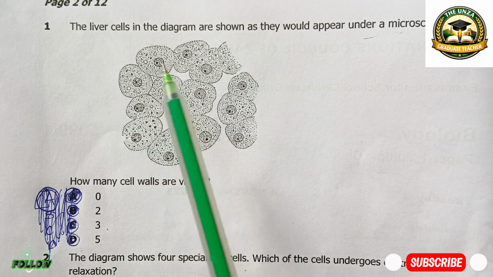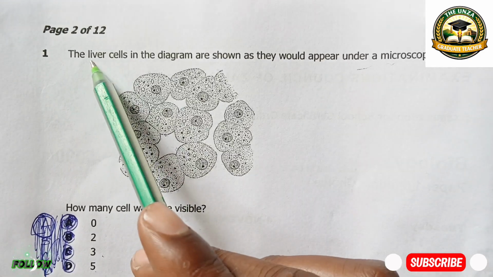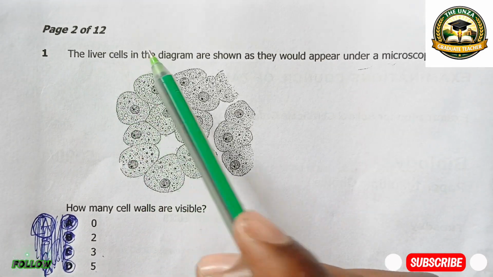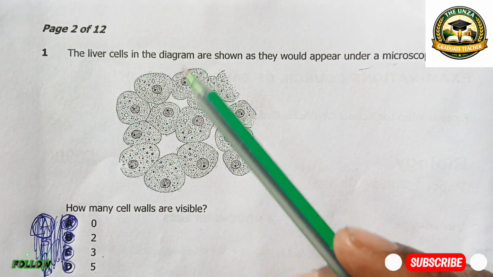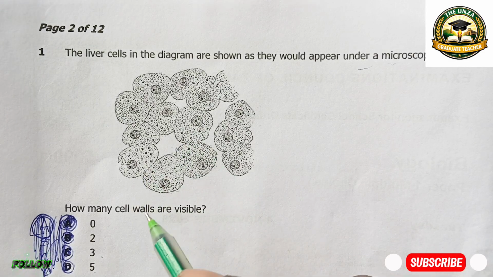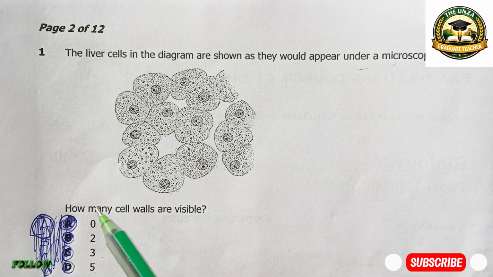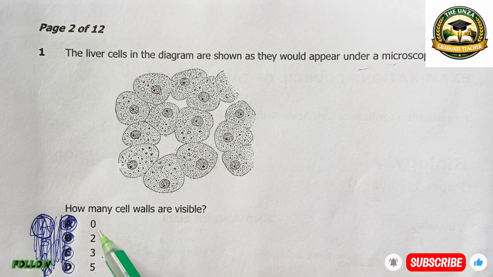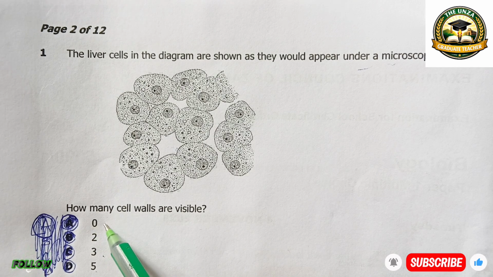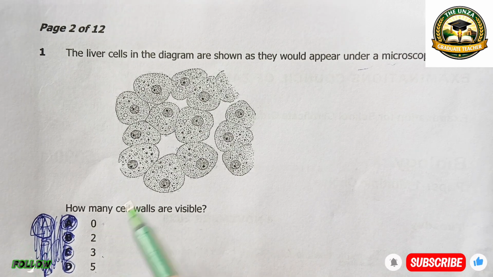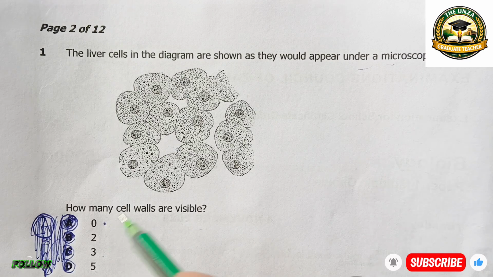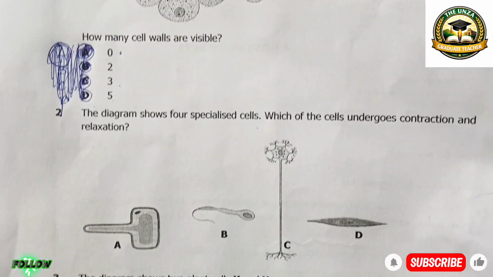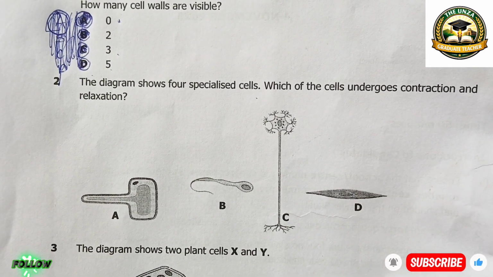So now, you have to understand this statement, which is saying liver cells. Liver cells, these are animal cells. Animal cells, they do not have a what? They do not have what? Cell walls. So the answer here is supposed to be 0. That's the answer for A, 0 cells. Then we go to 2.